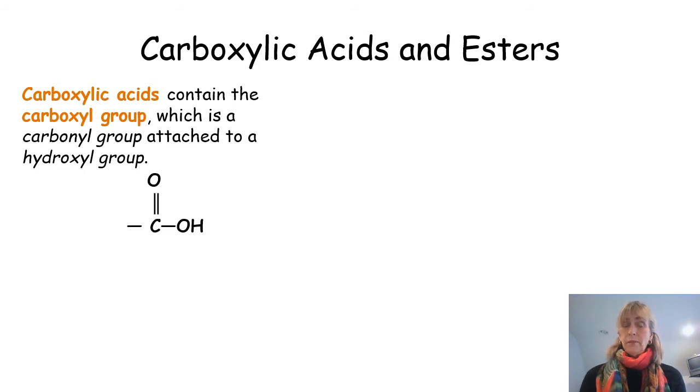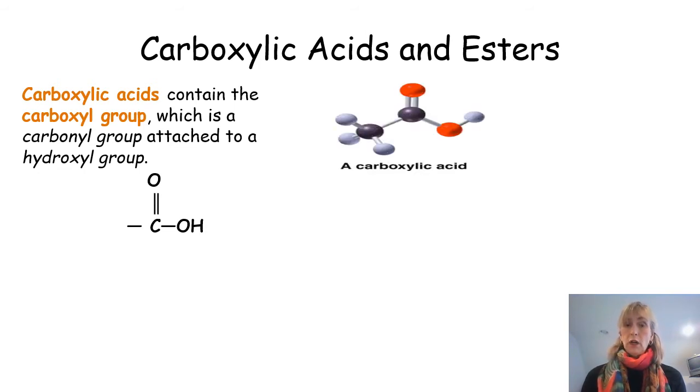Let's look at a model of a carboxylic acid. So we look at this and we see, oh, there it is. My eyes are immediately drawn to the carbonyl group right here. And then we look at it in more detail and we see it's bonded to a hydroxyl group. So that's a carboxyl group, the whole thing. And the presence of that carboxyl group means we have a carboxylic acid.